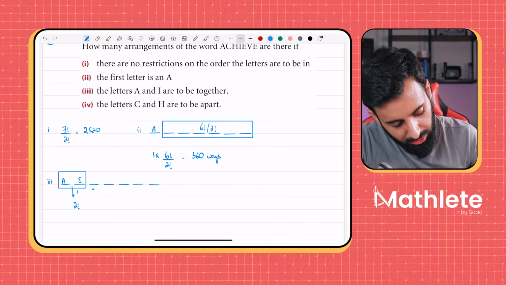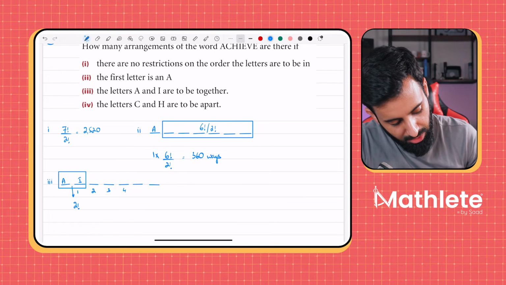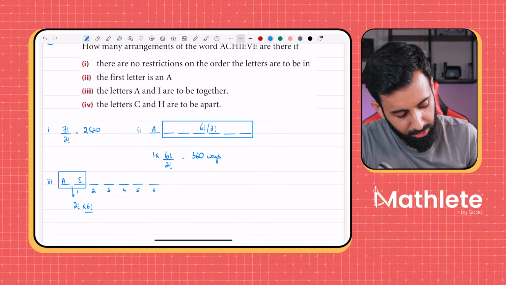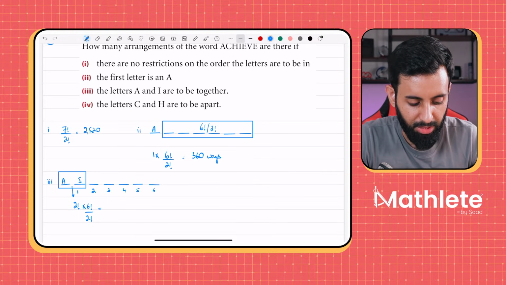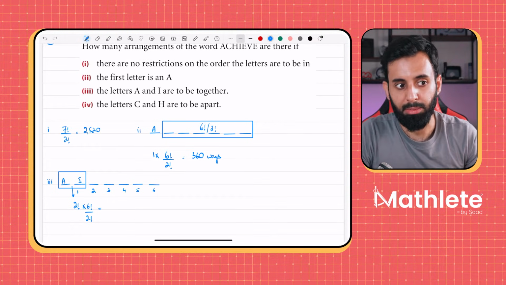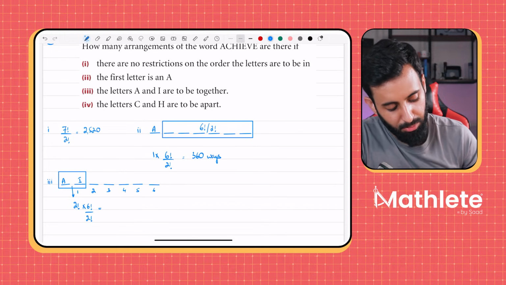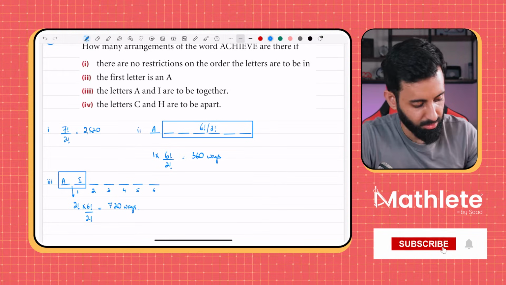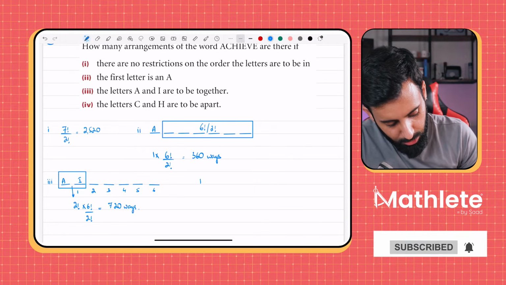Now, what are the total number of units that we have to arrange now? That's 1, 2, 3, 4, 5, 6. So that means 2 factorial multiplied by 6 factorial, which is equal to what? Well, wait a minute, not just 2 factorial into 6 factorial. Don't forget that amongst the remaining 6 letters, there are 2 E's that we are repeating. So in order to make sure that we don't end up counting them as multiple arrangements like we did with the example Bob, we divide by 2 factorial. So what do we get? We get 720 ways.